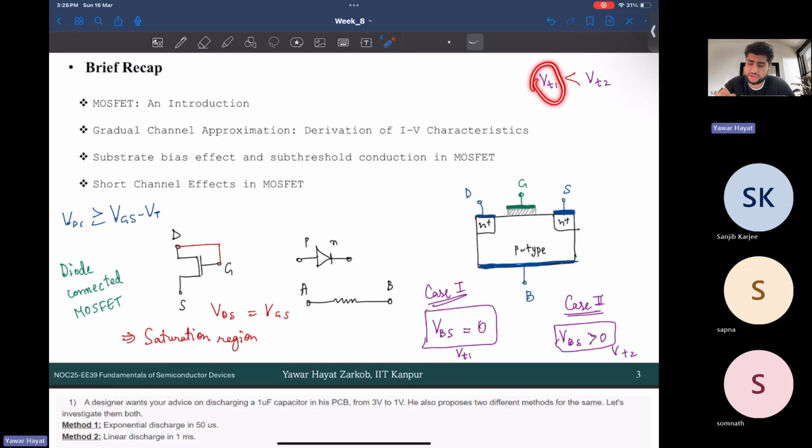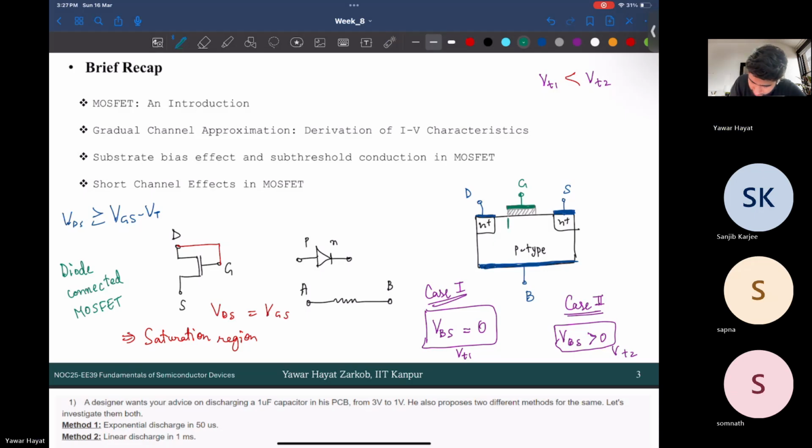This threshold voltage is what? This is your gate to source voltage, right? VG, isn't it? Yes, sir. And when you apply positive gate voltage, what will be the direction of the field? This, right? Downwards, sir. Downwards. Right, downwards.